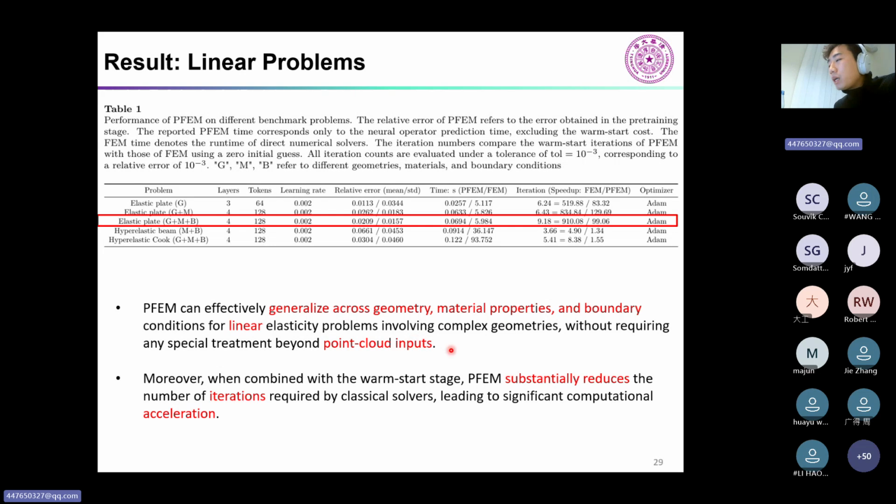There is also another big advantage: we use the point cloud input only. Only points, so it is very flexible and very convenient. Moreover, we use the warm start stage and we show that PFEM substantially reduces the number of iterations. As you can see, the speedup is very amazing and very interesting. Okay, so this is a linear problem.